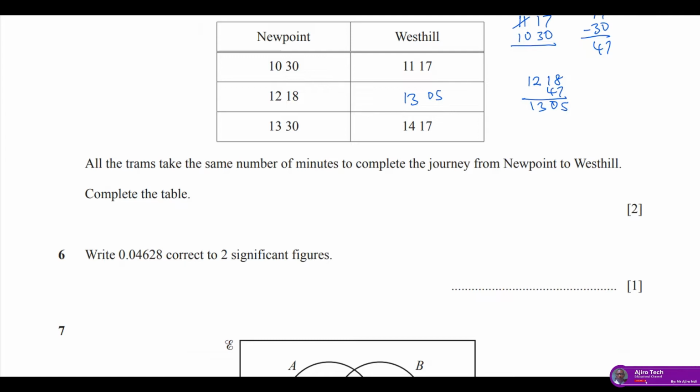Write this value correctly to two significant figures. 1, 2. I'll stop here. So to have 0.046. I will not add on to 6 because the next digit is not up to 5.